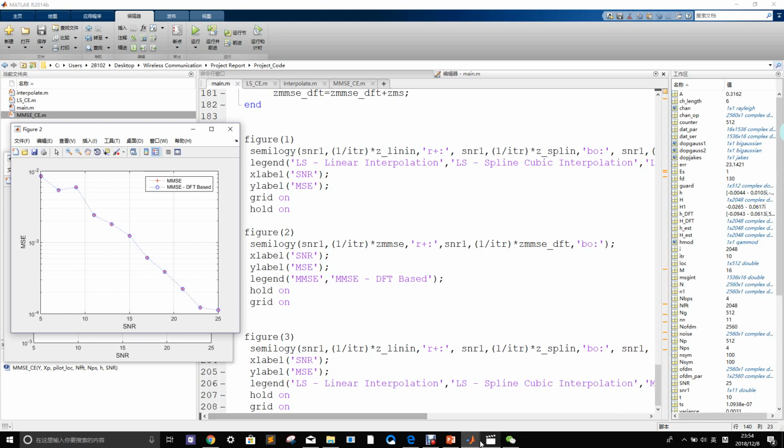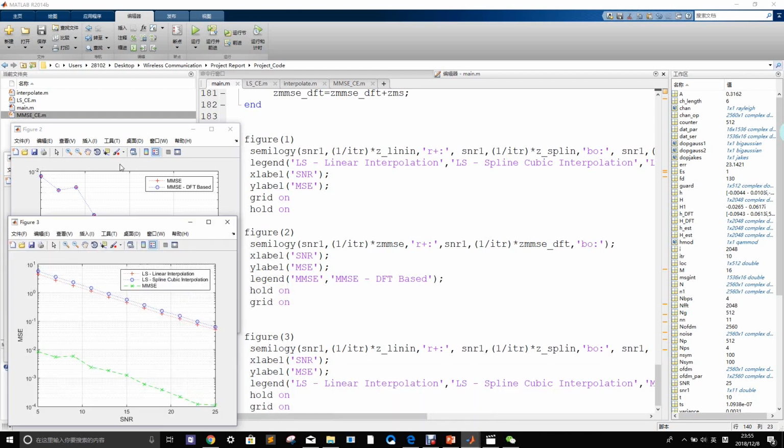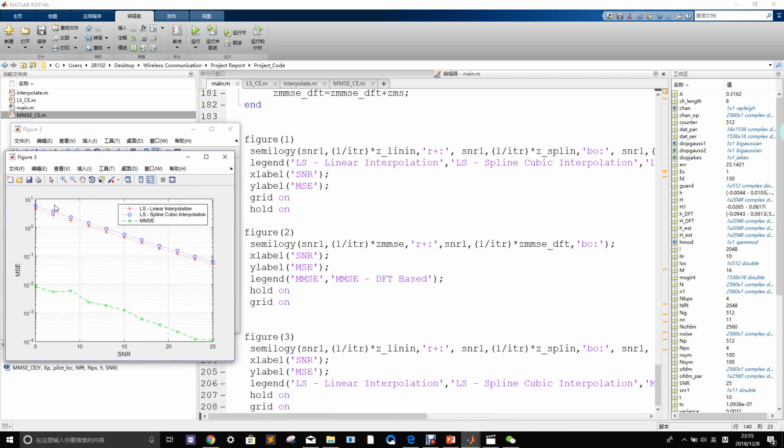And figure 3 is this one. The blue one is the LS estimator with spline cubic interpolation, and the red one is the LS estimator based on linear interpolation. The green one is the MMSE estimator. We can see the difference between the LS estimator and the MMSE estimator.